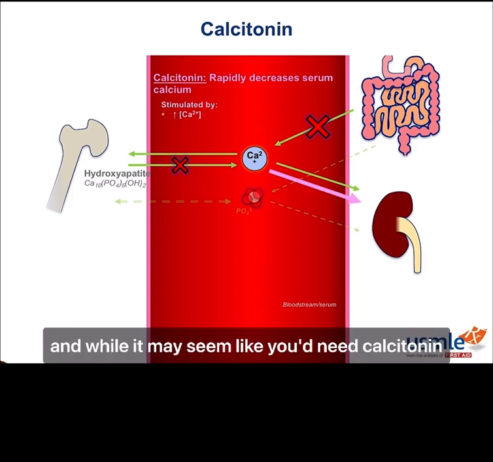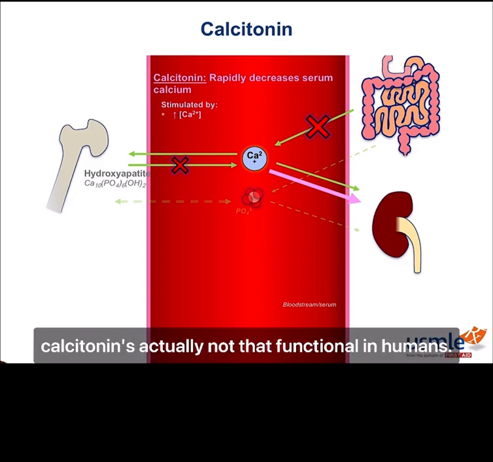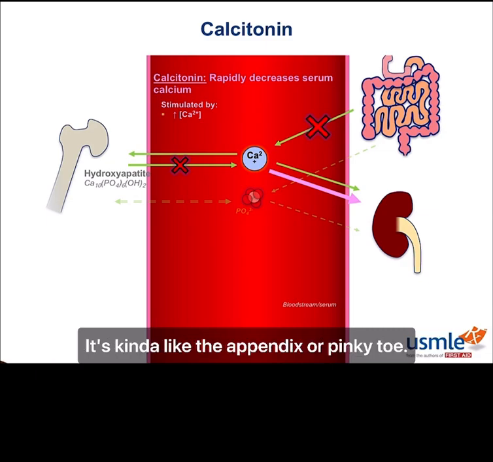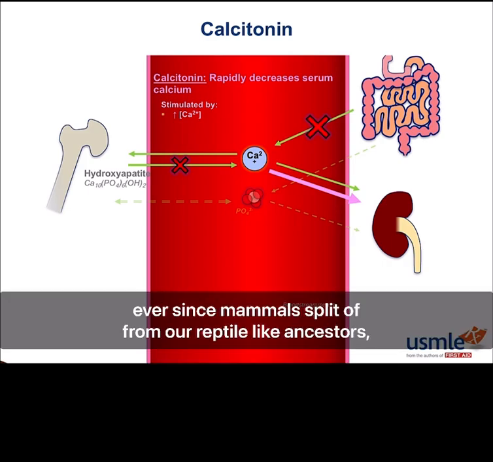And while it may seem like you'd need calcitonin as sort of an opposing hormone to PTH, calcitonin is actually not that functional in humans. It's kind of like the appendix or pinky toe, basically just a vestigial hormone. When the body needs less PTH activity, the main way it goes about that is just to decrease the secretion of PTH.